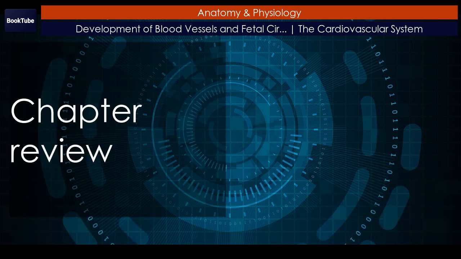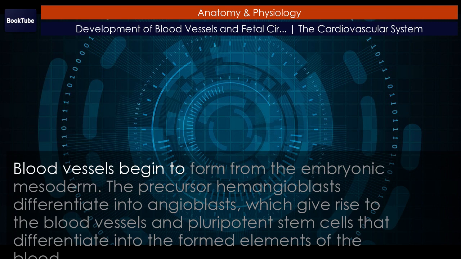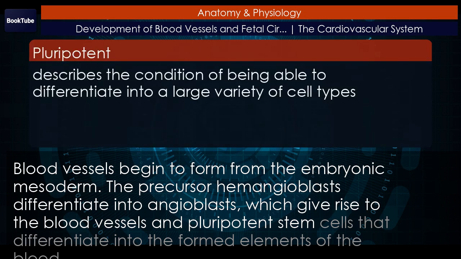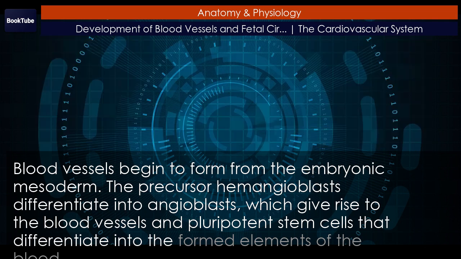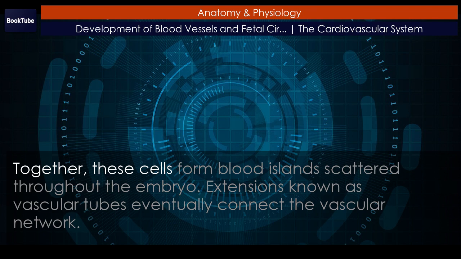Chapter Review. Blood vessels begin to form from the embryonic mesoderm. The precursor hemangioblasts differentiate into angioblasts, which give rise to the blood vessels, and pluripotent stem cells that differentiate into the formed elements of the blood. Together, these cells form blood islands scattered throughout the embryo. Extensions known as vascular tubes eventually connect the vascular network.